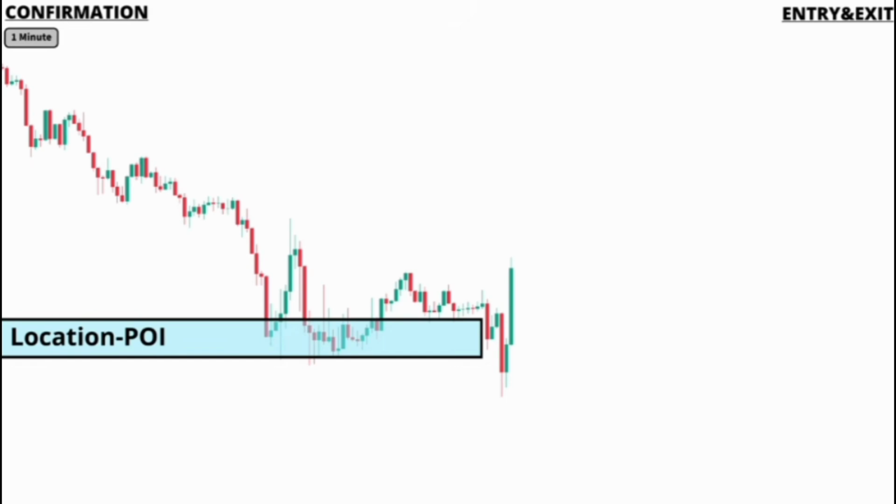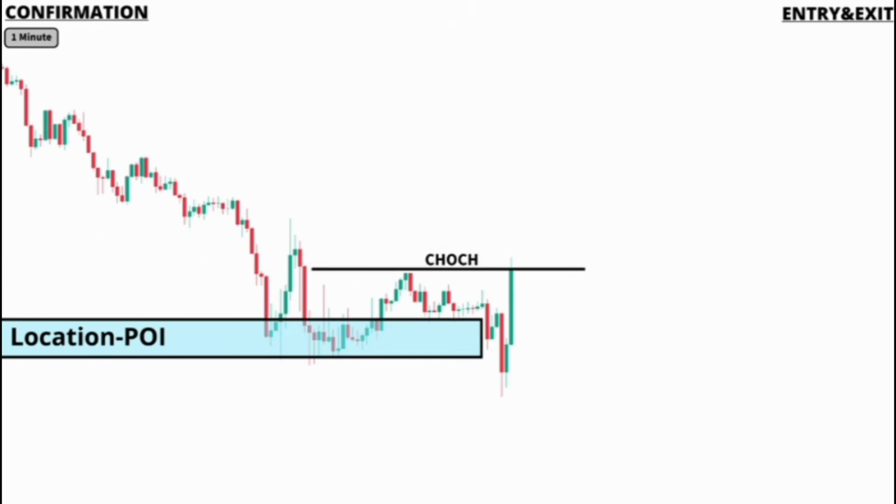Alright, price has reached our location zone. Now we can close the 15-minute chart. This is our execution chart, the 1-minute time frame. But wait, don't enter the trade yet. Just because price has reached the zone doesn't mean it's time to buy. Price can still test the zone and continue moving lower. We need confirmation. A signal that tells us smart money has actually stepped in. That signal is called CHoCH, change of character.